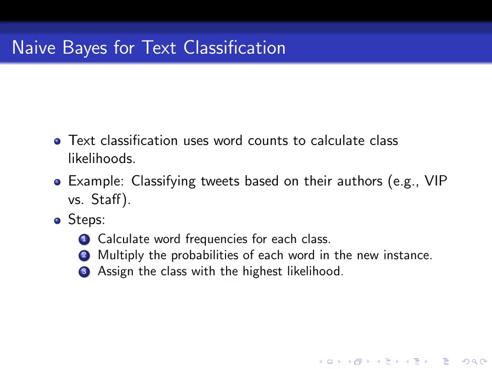Naive Bayes is particularly effective for text classification. For instance, imagine classifying tweets based on their authors, such as distinguishing between VIP and staff tweets. The algorithm calculates word frequencies for each class, multiplies the probabilities of each word in a new instance, and assigns the class with the highest likelihood. This process is straightforward yet powerful for handling high-dimensional text data.